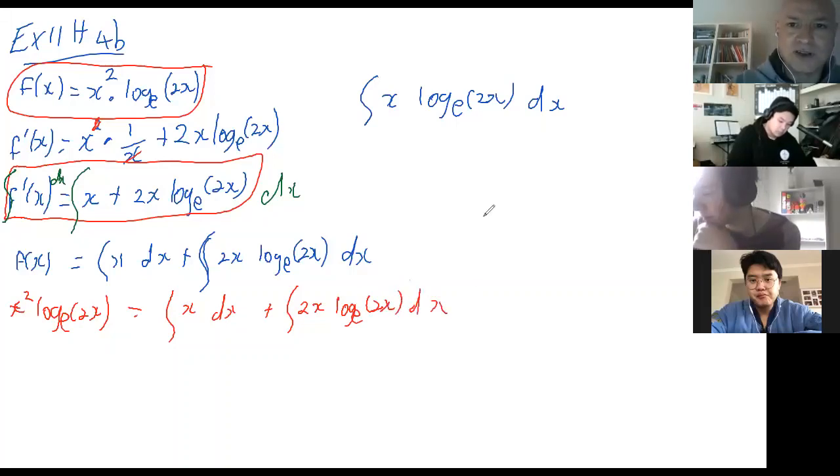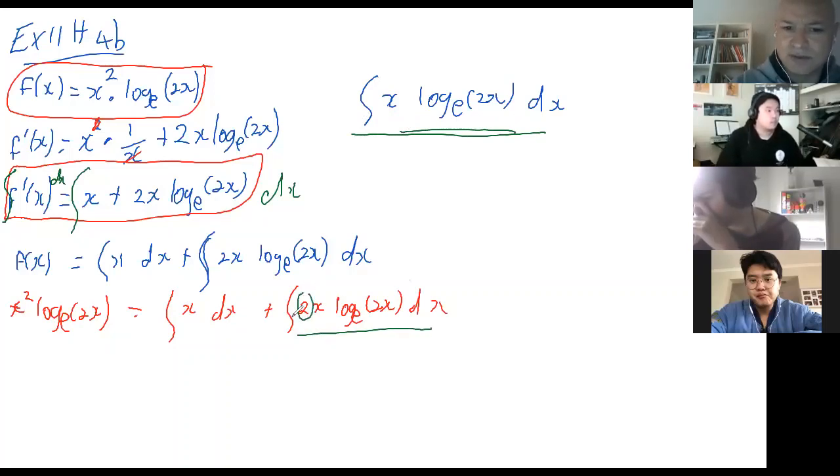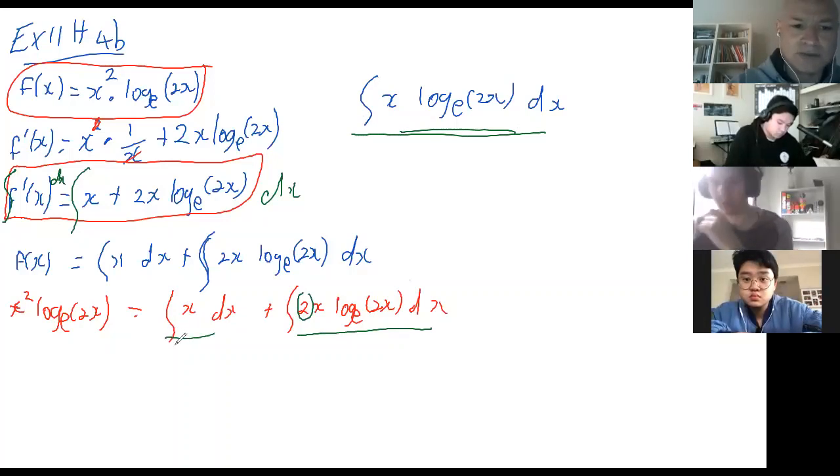Now this is what I'm trying to find. Okay, and there it is. It's got a 2, but it's there. x log e 2x, it's there. So I am going to get rid of this. So I'm going to put it on the other side. Of course, it's going to be minus.